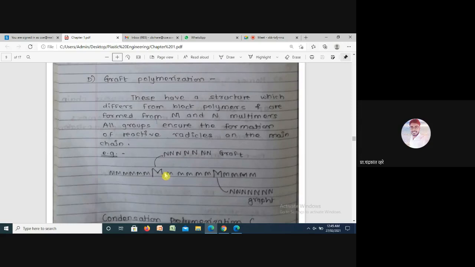After that, there is one multimer. This is called a multimer, and the multimers consist of n number of grafts. What is the meaning of graft? Graft means there are different monomers which are connected and form a single bond. Here also there is a multimer. Graft polymerization is nothing but a combination of homopolymer and the graft. Here is homopolymer, and here is graft. After that homopolymer, here is a graft. Like this.